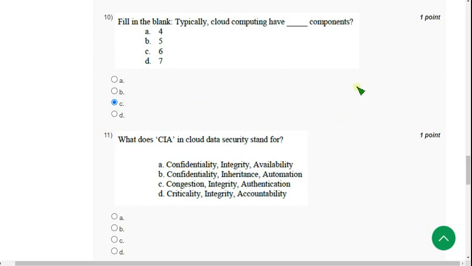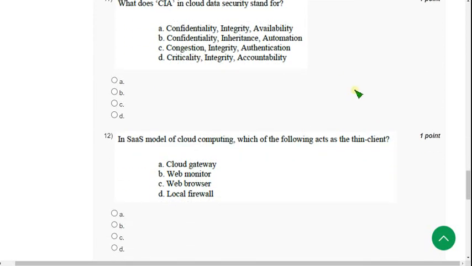Let's move on to the 11th one. 11th question, what does CIA in cloud data security stand for? So for the 11th question, the answer is option A, confidentiality, integrity and availability. These three are the terms used in CIA. C means confidentiality, I means integrity and A means availability. So mark option A as the correct answer for the 11th question.